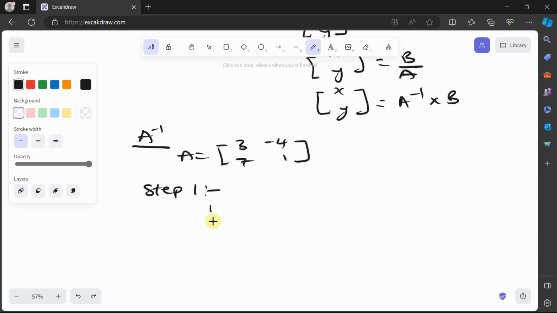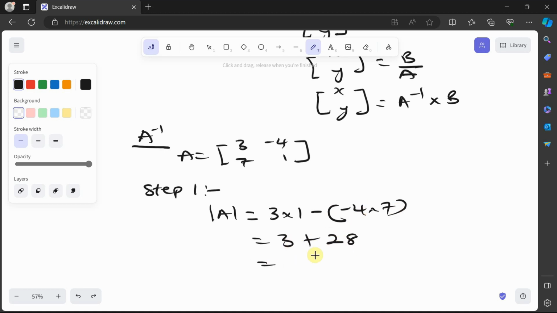So the first step is the determinant. That will be 3 times 1 minus, open brackets, minus 4 times 7. 3 times 1 is 3, minus as minus is plus, 4 times 7 is 28. 3 plus 28 is 31. So we know that our determinant is 31.